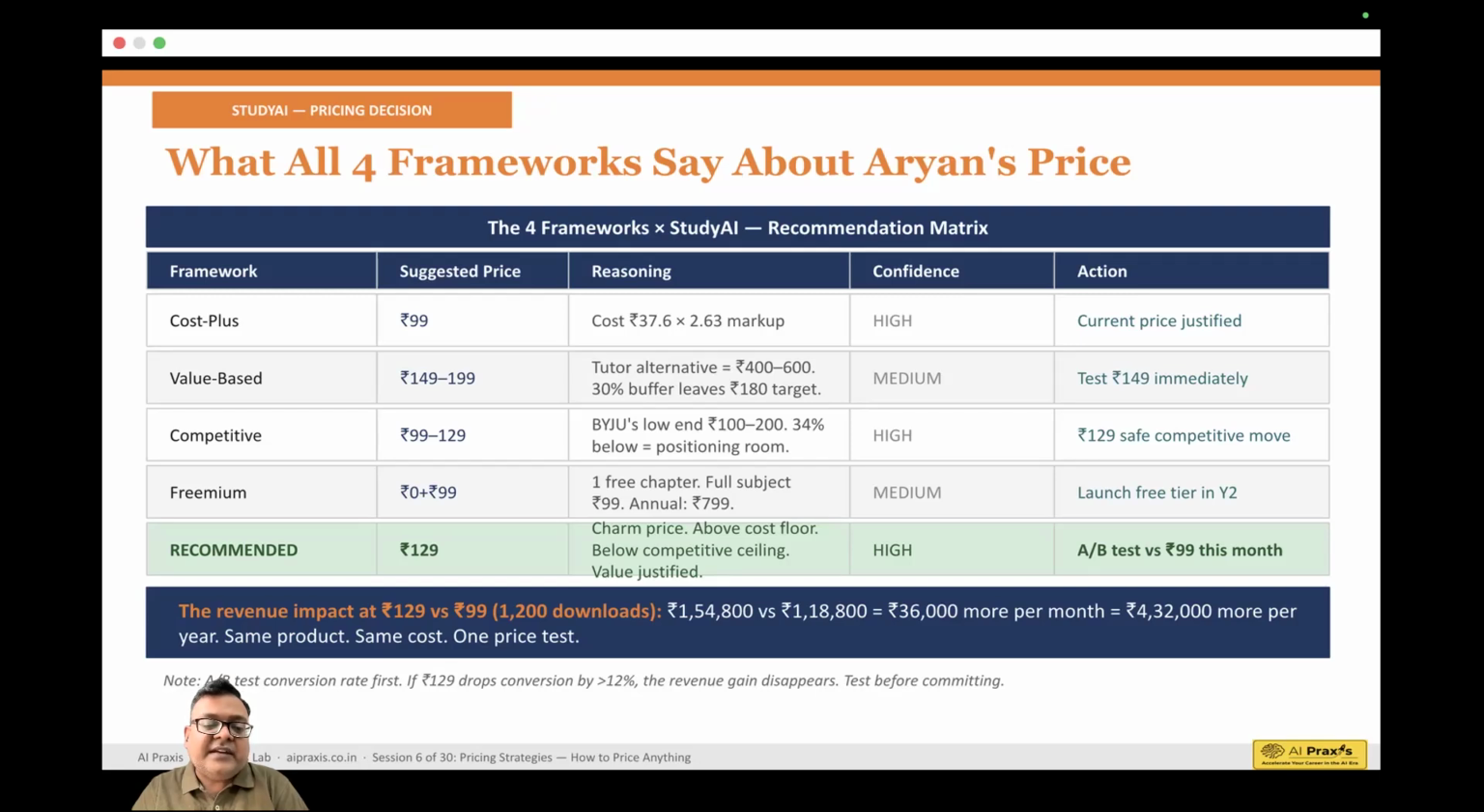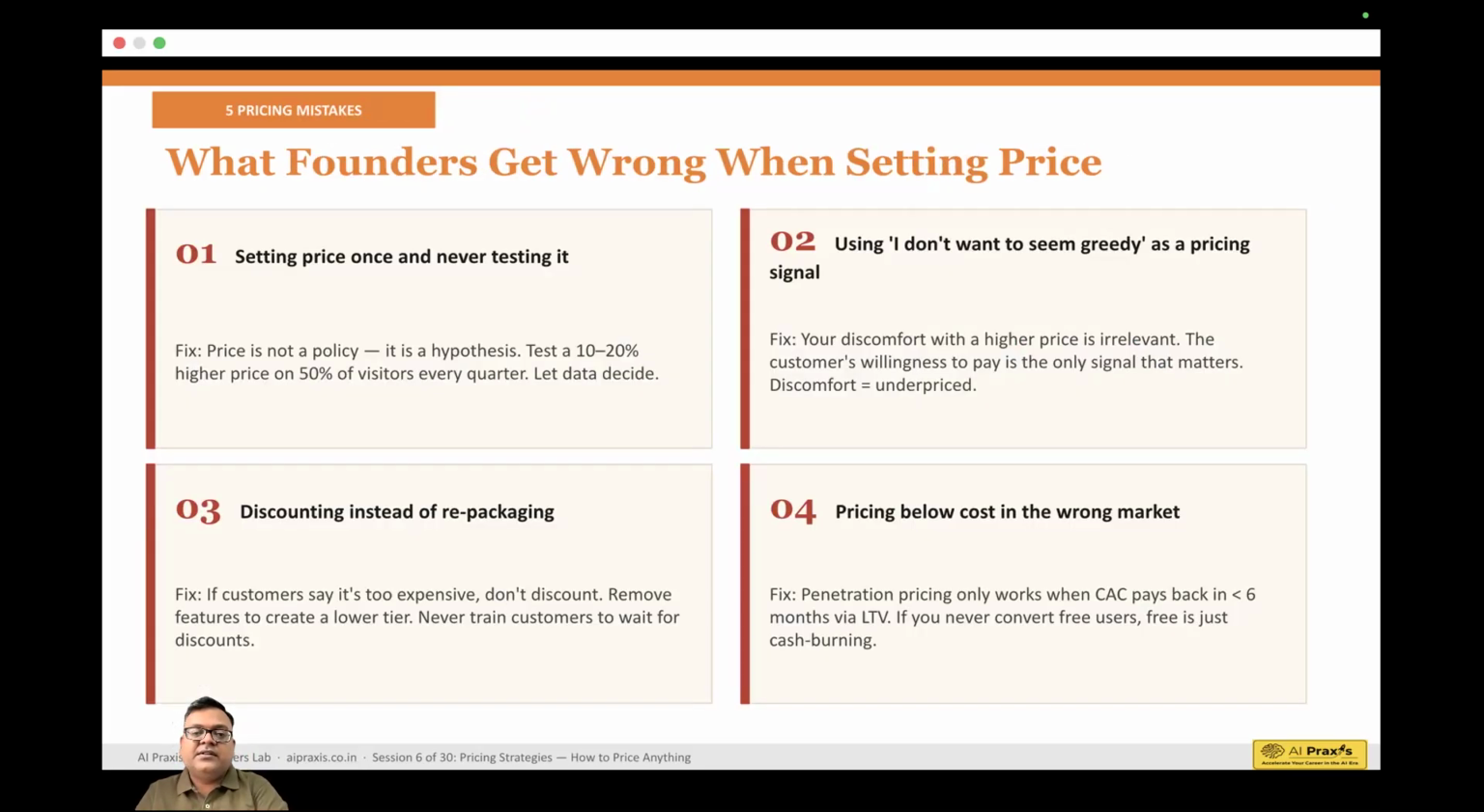So the revenue impact at 129 versus 99 for 112 downloads was very simple, 36,000 more per month. Start with this, right? A/B test conversion rate first. If 129 drops the conversion by more than 12%, okay, create two groups, A and B, and then you can actually go ahead and do that. The revenue gain disappears. Test before committing.